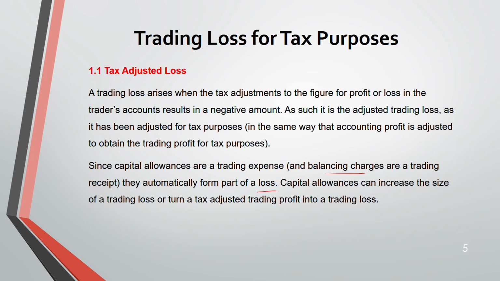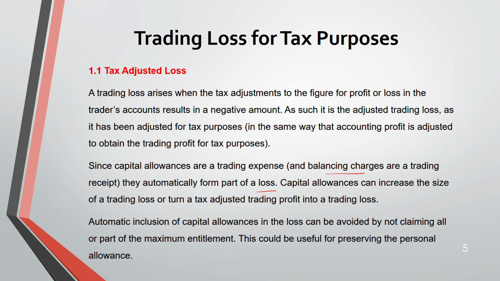Now capital allowances. Remember, capital allowance can increase your trading loss. It can even turn your trading profit into a trading loss. So the automatic inclusion of capital allowances in the loss can be avoided. How? Don't claim the capital allowance. Don't claim all or part of the capital allowance. By not claiming it, you can prevent the loss from taking place.